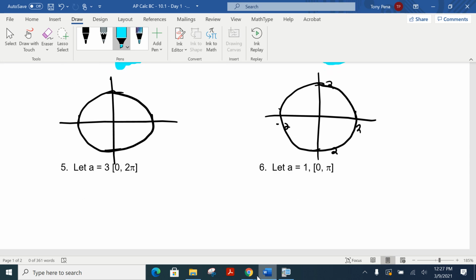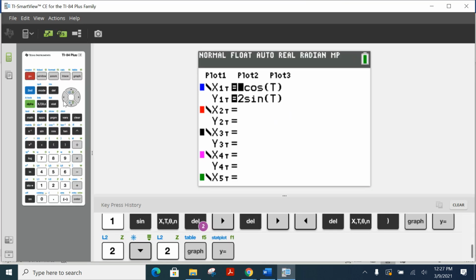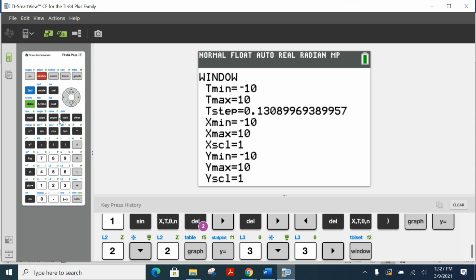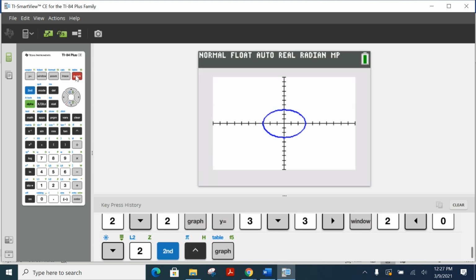So for number 5, go ahead and let the a's be a 3. I think we're all catching on here, we would anticipate this probably being a circle with a radius of 3 now. But go to your window. Let's actually change it to what I'm telling you to change it to. Go 0 to pi. Or I'm sorry, 0 to 2 pi.